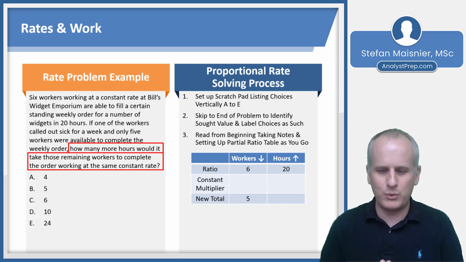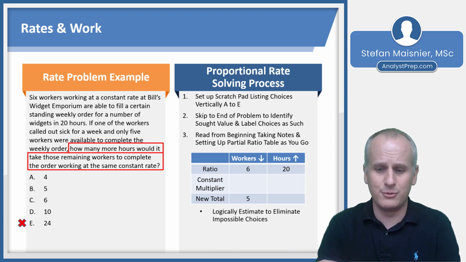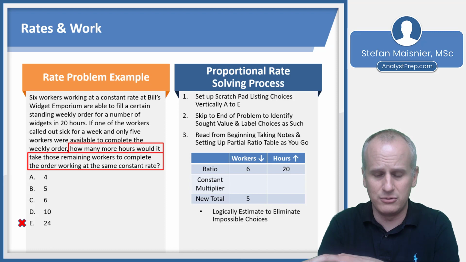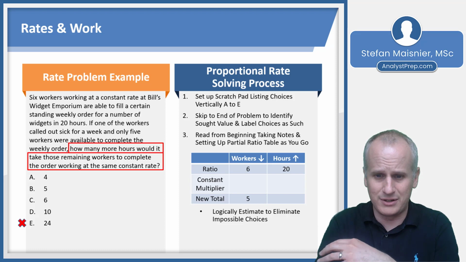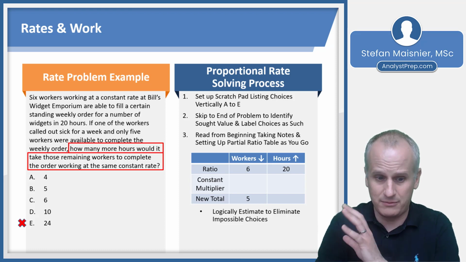But because we have our workers going down, we know that when you decrease the number of workers, you're going to increase the number of hours that it takes. So the fewer workers we have, the more hours it's going to take. And we know that our new total of workers is 5 because we're going to subtract a worker. So we can logically estimate first to eliminate any impossible choices. Clearly, it's not going to more than double the number of hours. So that's out.